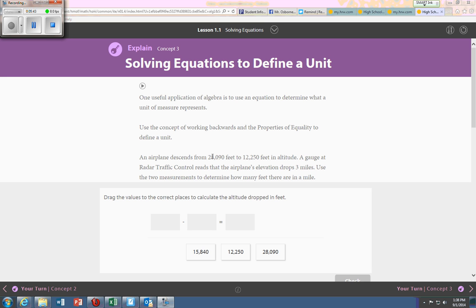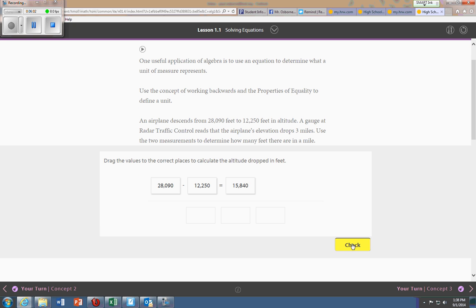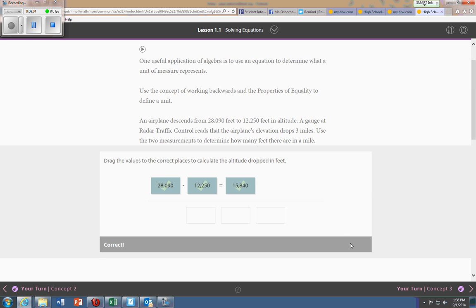So we know it dropped from 28,090 to 12,250. We also know that it dropped 3 miles. So how far did it actually drop? Let's figure it out. It started at 28,090 and it dropped to 12,250 feet. Looks like it dropped a total of 15,840 feet. Let's see if I'm right. Yep.